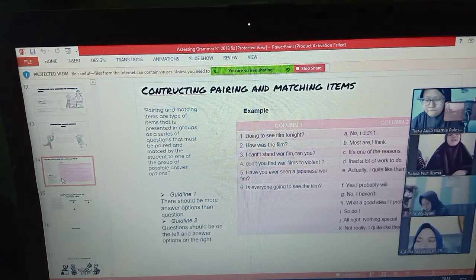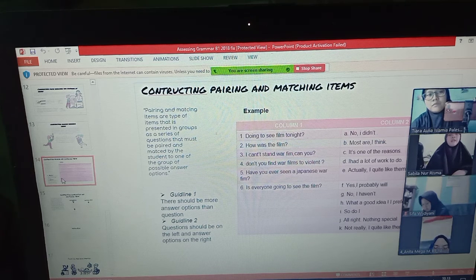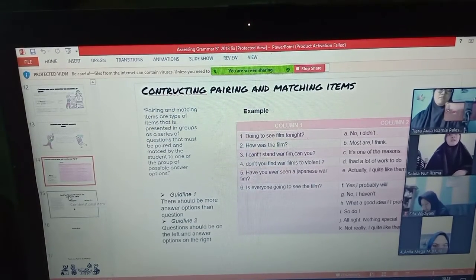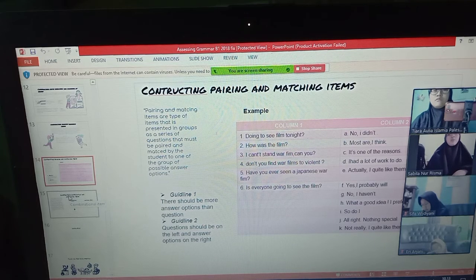Please take a look. There are two guidelines for making this type of question. First, there should be more answer options than questions. Guideline two, the questions should be on the left and the answer options on the right, like column 1 for the questions and column 2 for the answer options.